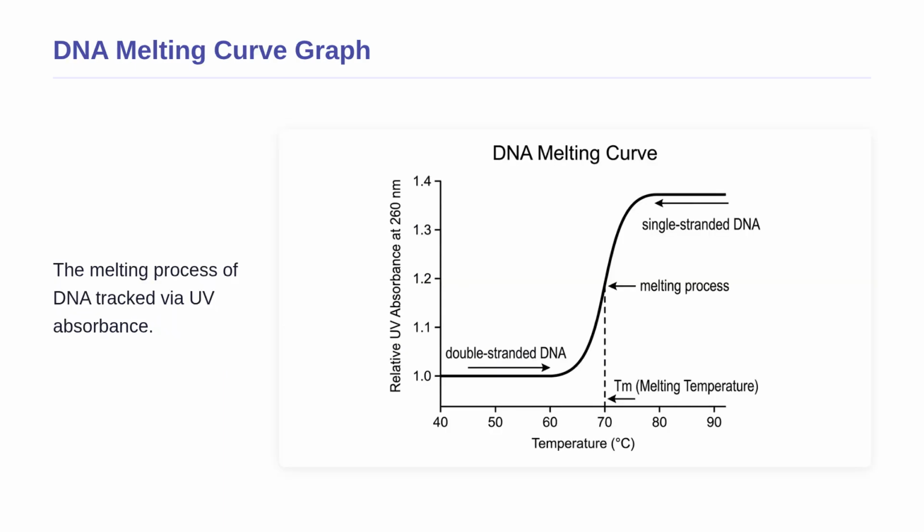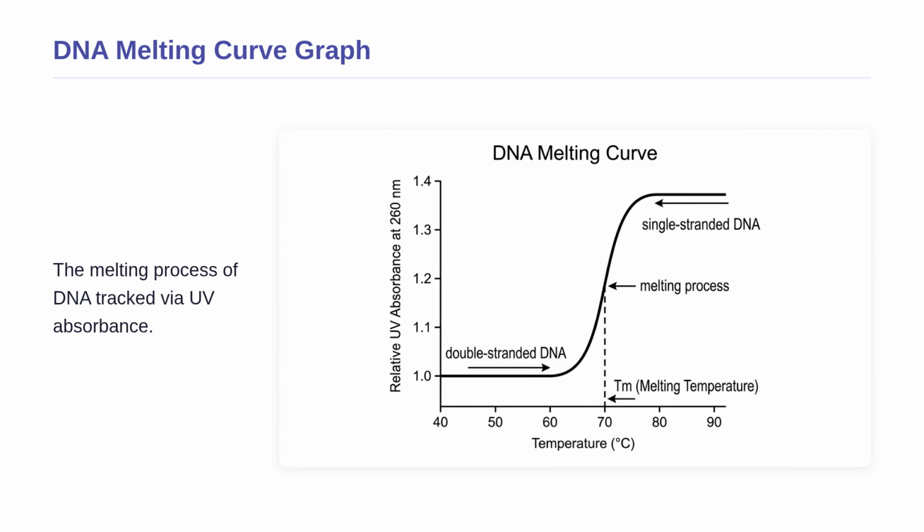To truly grasp what the melting temperature represents, let us look at this DNA melting curve graph. On the horizontal axis, we have temperature in degrees Celsius, increasing from left to right. On the vertical axis, we measure the relative UV absorbance at 260 nanometers. Single-stranded DNA absorbs more UV light than double-stranded DNA. Notice how the curve starts flat at the bottom left. Here, the DNA is fully double-stranded.